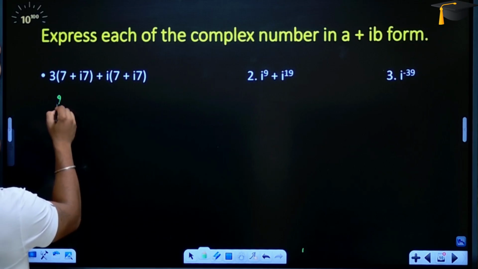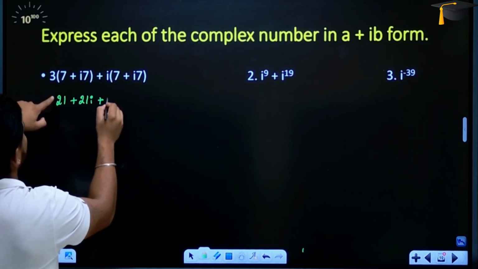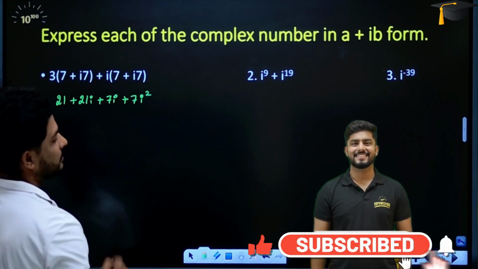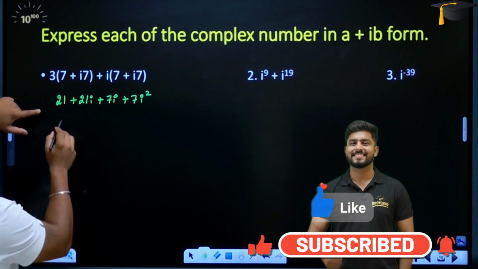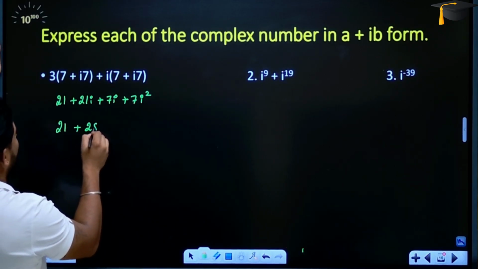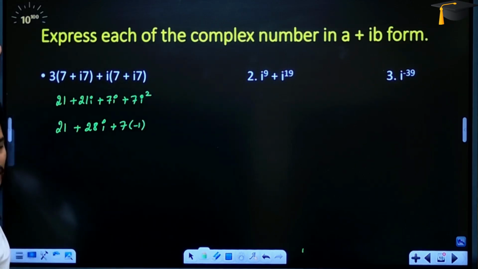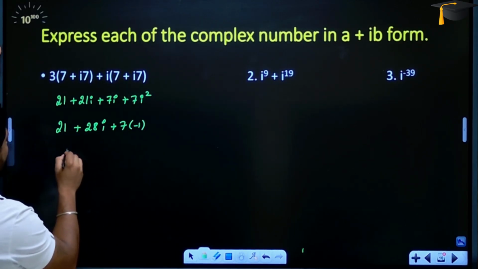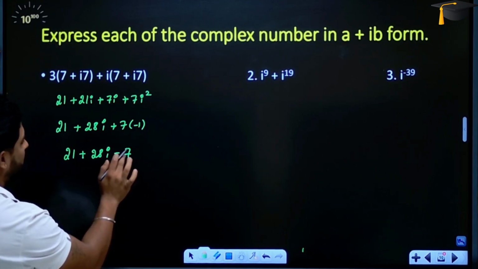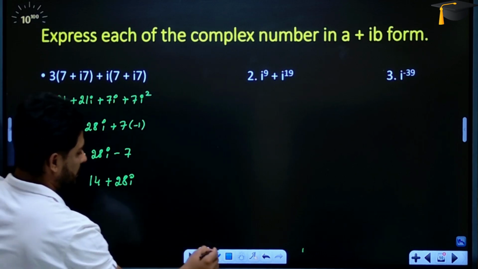3 into 7 is 21 plus 21i plus 7i plus 7i square. Okay, after that ಈಗ 21 ಹಾಗೆ ಬರ್ಕೊಳ್ತೀನಿ. 21 ಪ್ಲಸ್ 7 ಅಂದ್ರೆ 28i ಕರೆಕ್ಟಾ? 28i ಪ್ಲಸ್ 7 ಇಂಟು -1, i ಸ್ಕ್ವೇರ್ ವ್ಯಾಲ್ಯೂ -1 ಕರೆಕ್ಟಾ? ಸೊ ಏನಾಗುತ್ತೆ 7 -1 ಅಂದ್ರೆ 21 ಪ್ಲಸ್ 28i minus 7 ಆಗುತ್ತೆ. 21 minus 7 ಅಂದ್ರೆ it is 14, right? So 14 plus 28i ಆಗುತ್ತೆ. So this is the final answer.